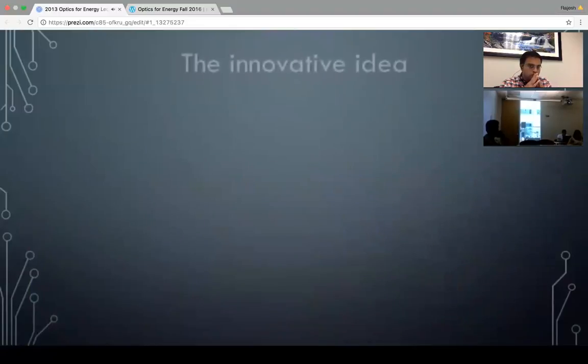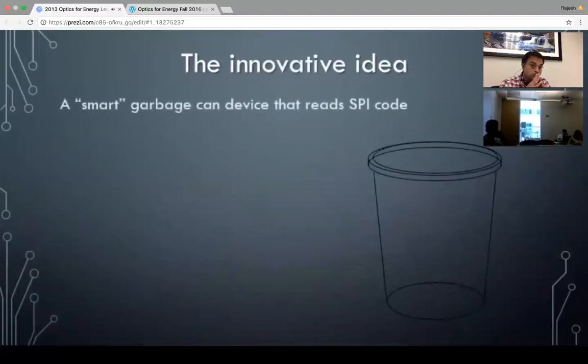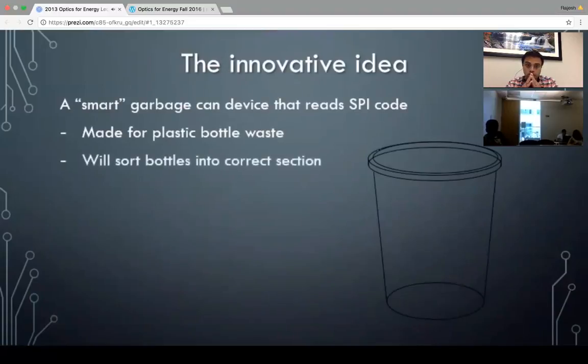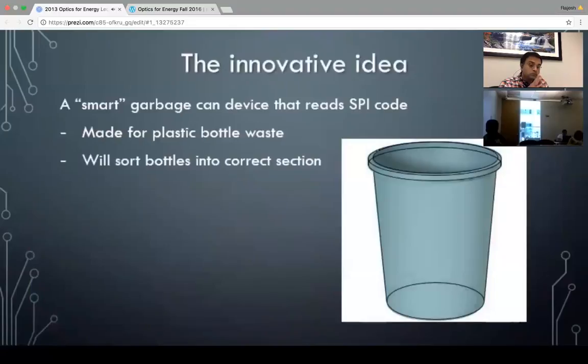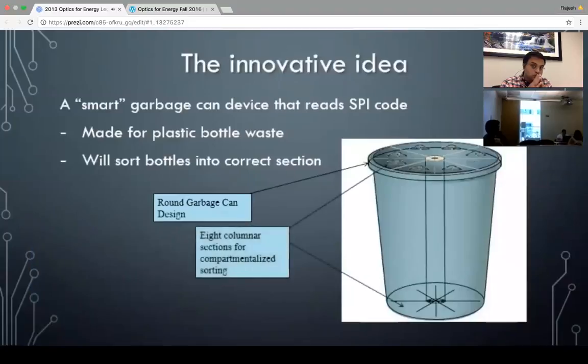Now, simply put, our innovative idea is a smart garbage can. This smart garbage can will take your plastic bottle, find and read the SPI code, and drop it into the appropriate internal compartment. It is centered around consumer plastic bottle waste and will automatically sort it as you walk away. It has 8 columnar sections, 1 for each SPI code and 1 as overflow, with a center hollow section that will contain smart electronics.